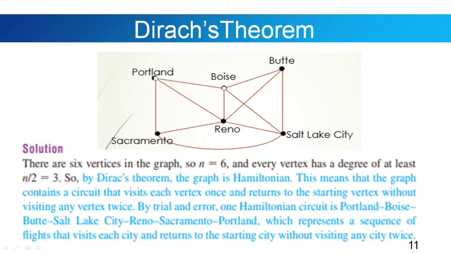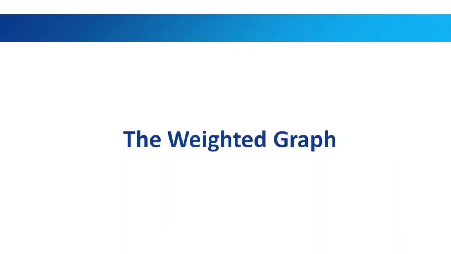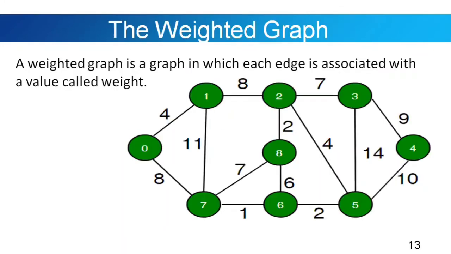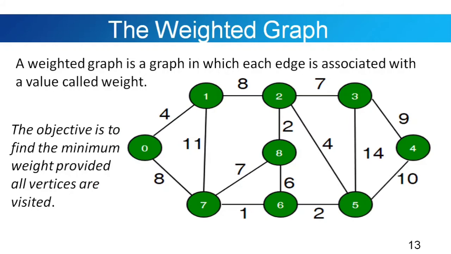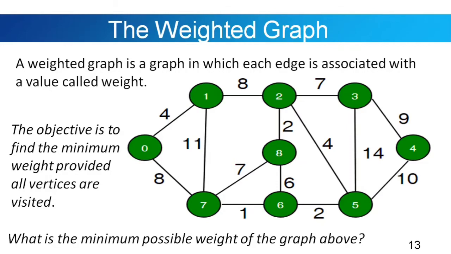The weighted graph. A weighted graph is a graph in which each edge is associated with a value called weight. The objective is to find the minimum weight provided all vertices are visited. Now let's consider this graph. What is the minimum possible weight of the graph above? You can pause this video if you need more time to answer the question.